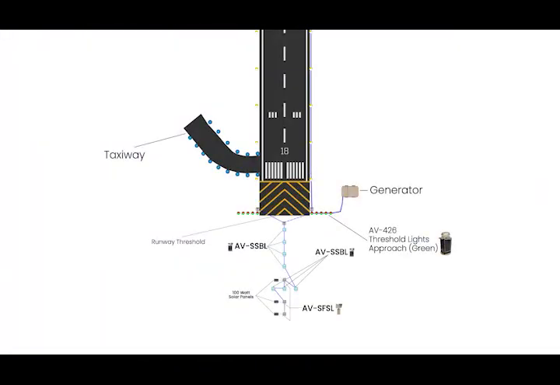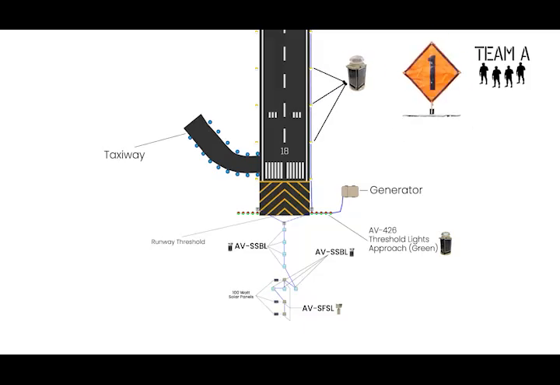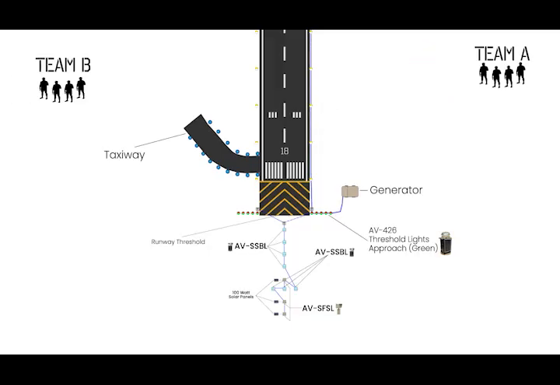Let's review the team installation steps. Team A is responsible for the EALS-C approach, edge lights on the runway side as shown here, distance remaining marker signs. Team B handles the PAPI side threshold and edge lights, the PAPI units, and supports cable runs.